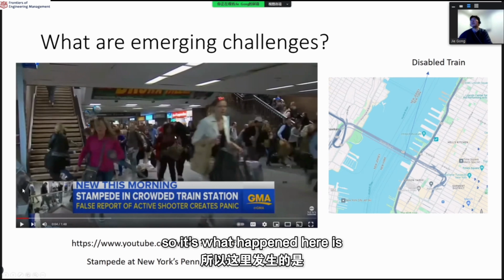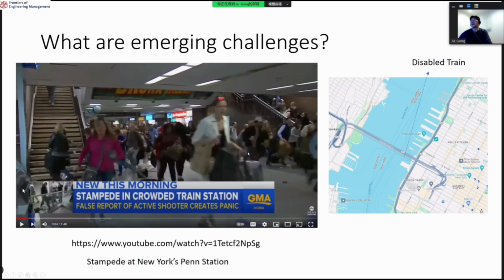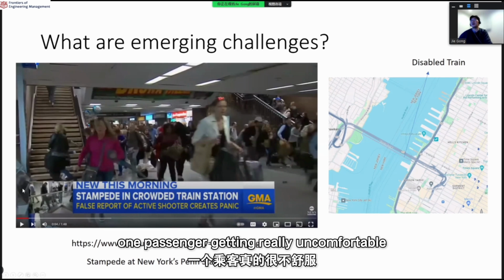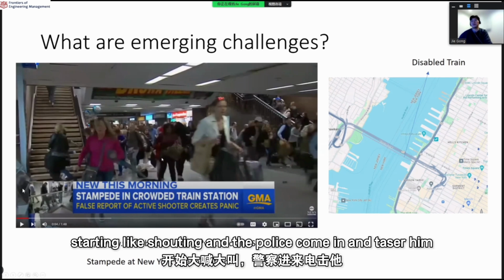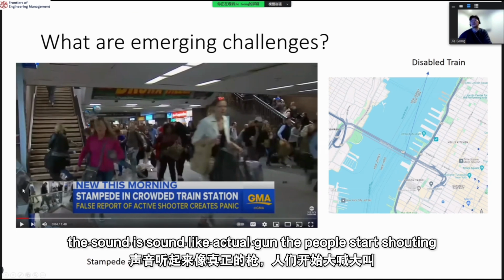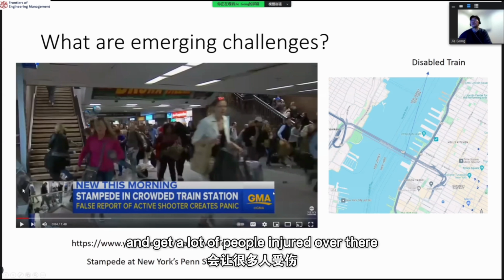What happened here is that a train broke down in the tunnel, and a lot of people piled up in the terminal as trains were delayed. One passenger got really uncomfortable and started shouting, and the police came in and tasered him. Basically, it's an electrical gun. The sound was like an actual gun, and people started shouting, active shooter. People started running away, and a lot of people were injured.